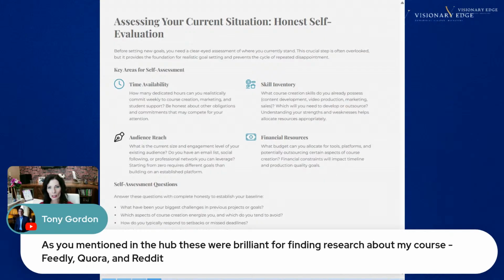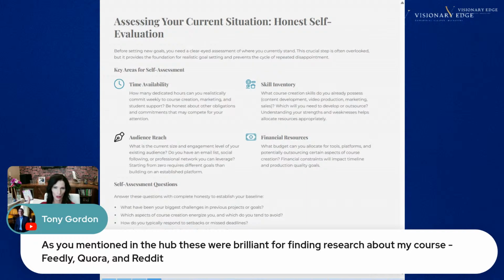So the next piece here we'll go through is really assessing your current situation and giving an honest self-evaluation. Before setting your goals, you need to have a clear-eyed assessment of where you currently stand. Kind of what I mentioned before is looking not only at your business goals and desires and how much income you want to generate, but also at your personal side, and really having that honest conversation with yourself, because this is going to give you the foundation for being able to set realistic goals that you can continue to grow with over time.